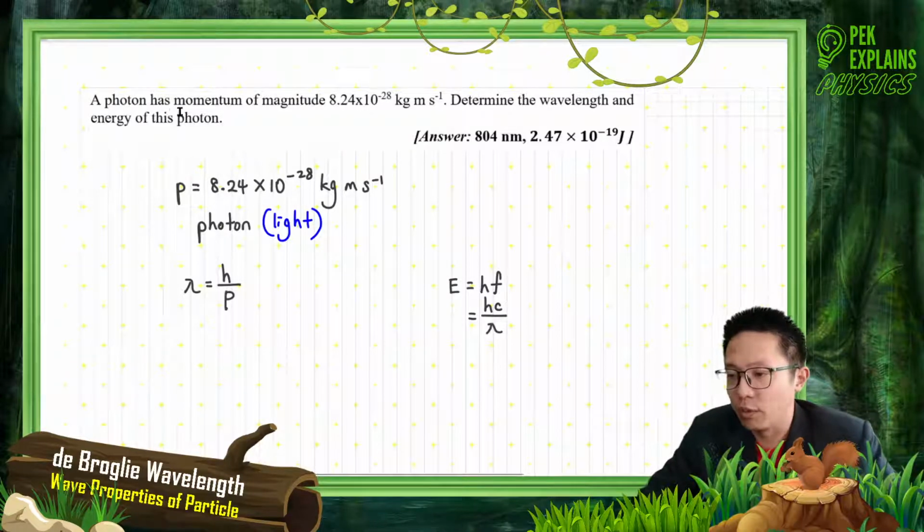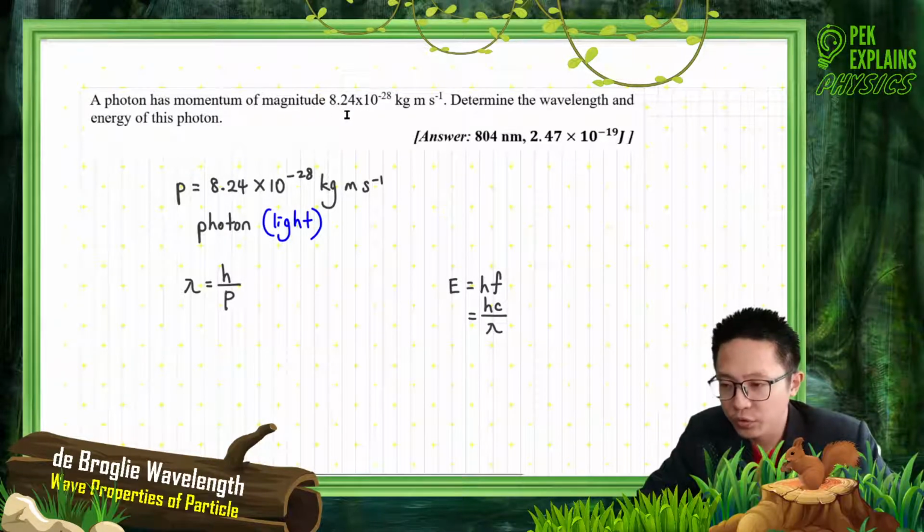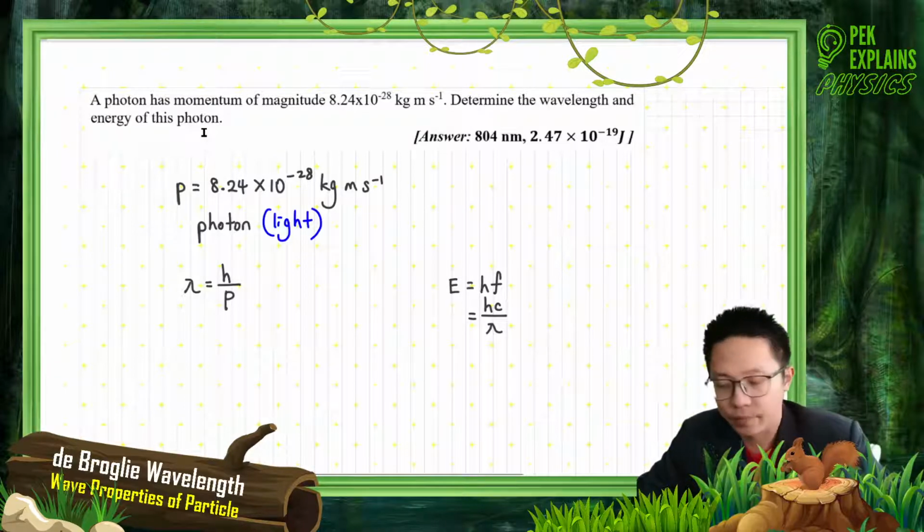A photon has momentum of magnitude 8.24 × 10^-28 kilogram meter per second. Determine the wavelength and energy of this photon. Okay, so what is a photon? A photon is a particle of light, a light particle.